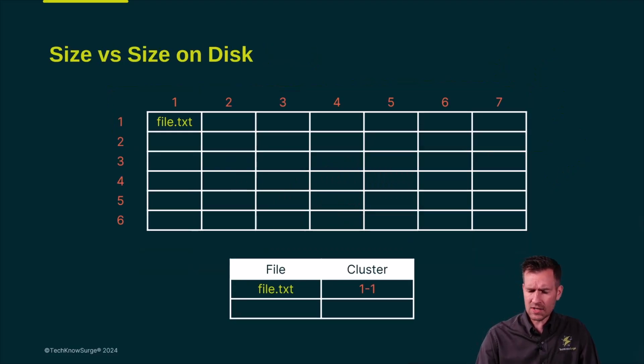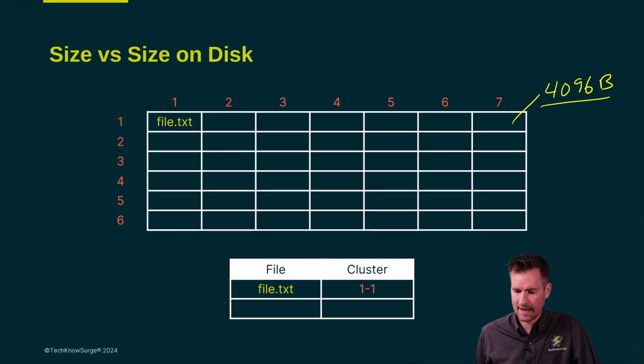Now each of the clusters on this device has a certain size. Let's use the example of 4096. This can vary, so don't think that everything is 4096 bytes, but let's just use that as an example. So this is 4096 bytes. Our file is most likely not going to be exactly 4096. That would be pretty crazy if it was exactly 4096. So it's probably going to be just a certain fraction of that.